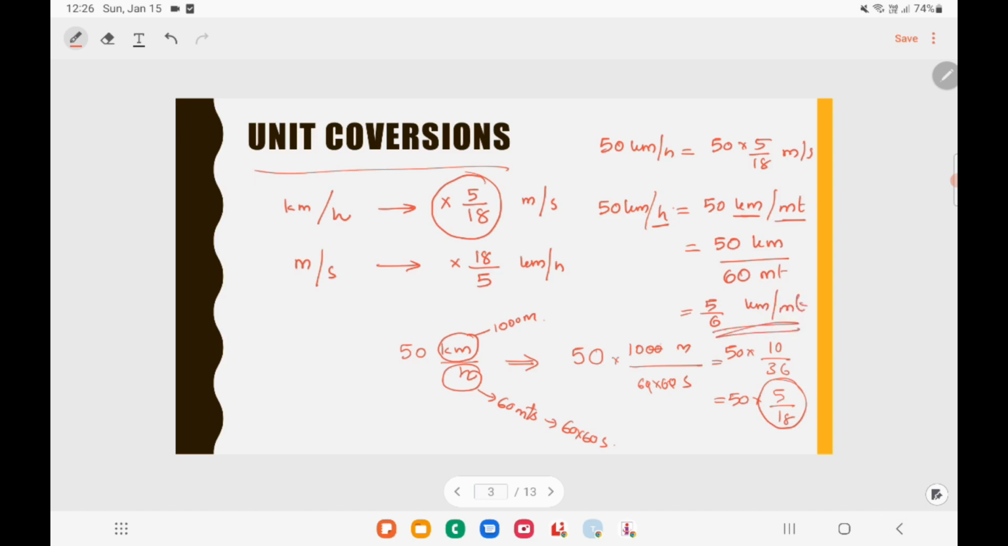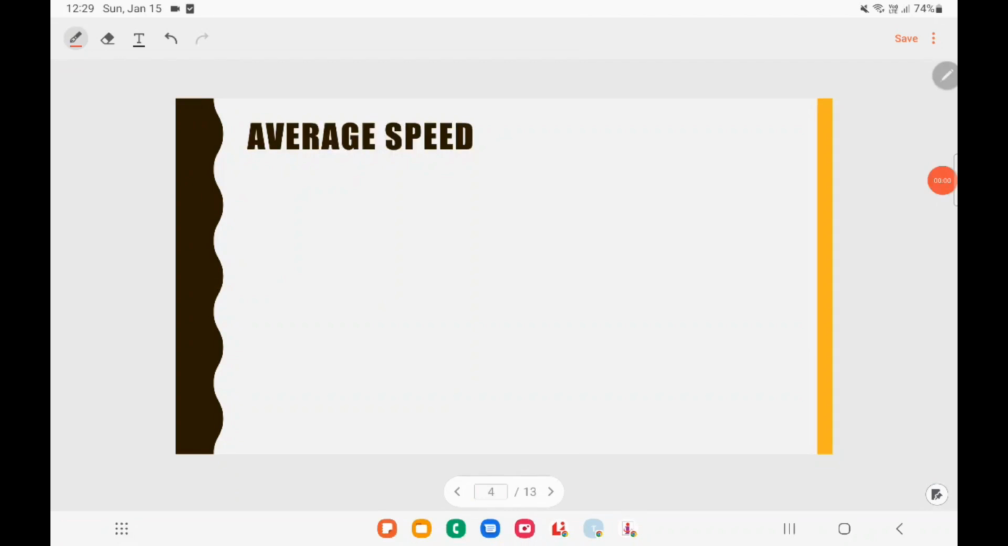So this is how you need to do the unit conversions, and the unit conversions are actually very important, because you won't get the answer if you don't do the conversions correctly. This is also very important, and the equation that I told, that is speed is equal to distance traveled divided by time, that is also very important. So now let us look into the concept of average speed.